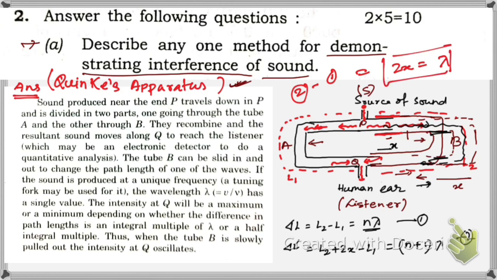Here lambda is the wavelength of the sound wave that travels through these 2 tubes. Hope you have understood these things. I have taken this from a book; I just clicked a photo and pasted it here, where this method is written. Now let's move on to the next question.